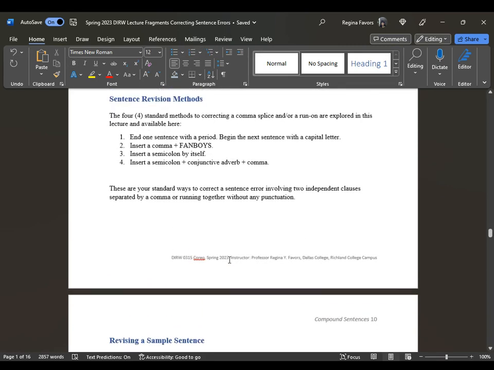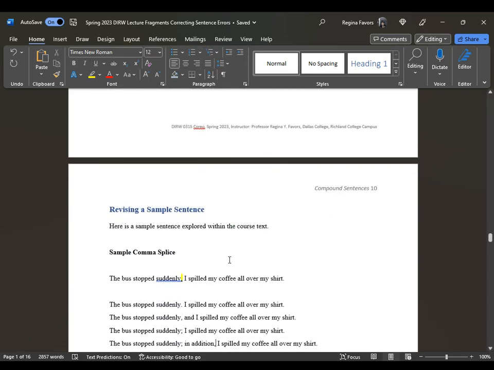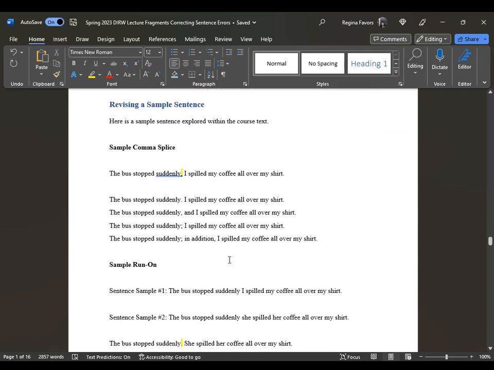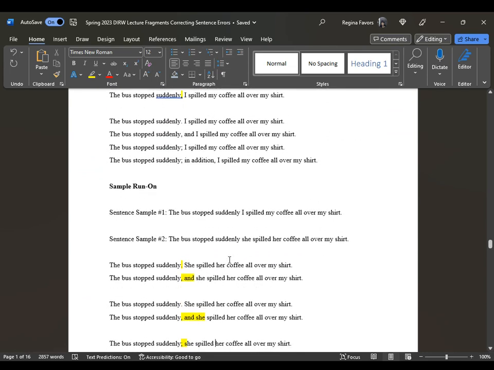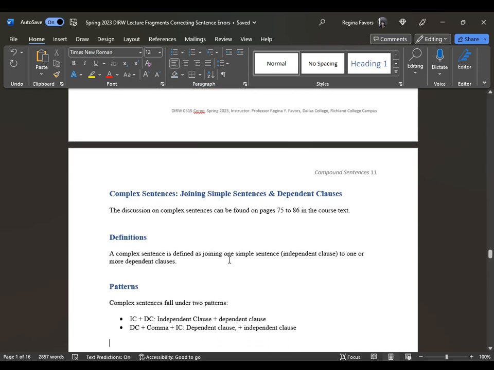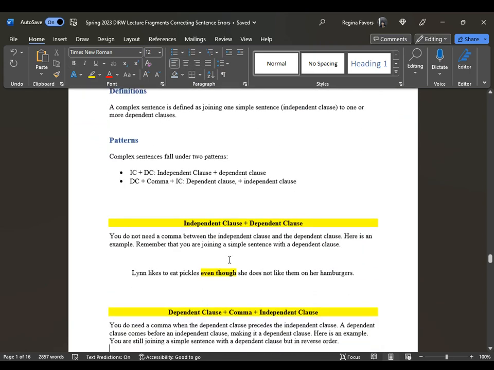When you understand your previous methods, then it might be easier for you to understand what the fragment looks like. So revising sample sentence, remember there was a sample comma splice, sample run-on, and we just revised it using those previous methods. And then when we want to join simple sentences and dependent clauses, that you can find on pages 75 to 86 in the course text. And so that's your IC DC, DC comma IC.